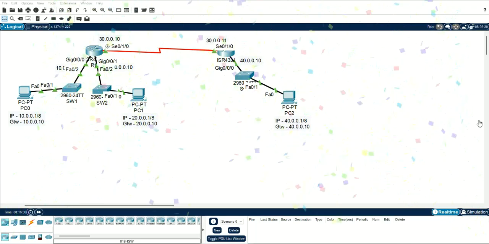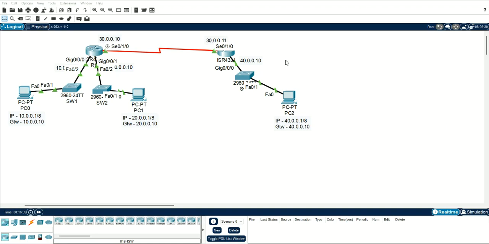So what I'm going to do now is I'm going to add another router in between these two.